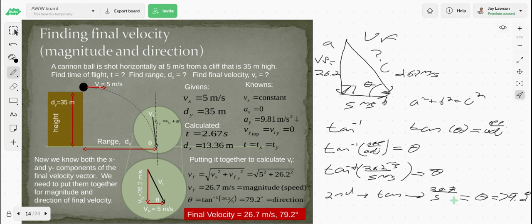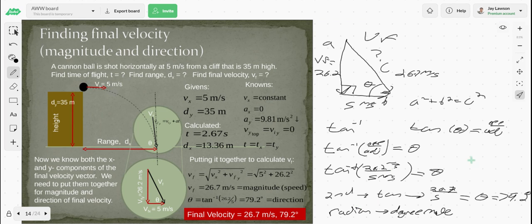Now, if it spits out something other than that, if it gives you some wonky number that's not even remotely close to that, right, some small number or something, it's likely that your calculator is in radian mode. We're not dealing with radians, okay? Our degree angles are degrees. So make sure your calculator is in degree mode to find the angle.